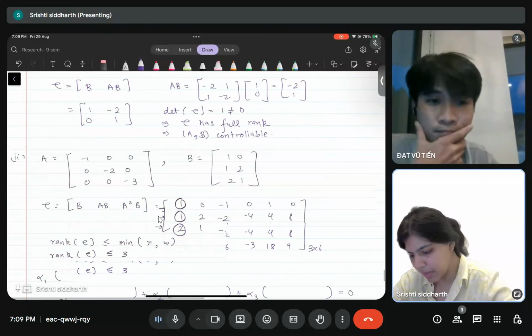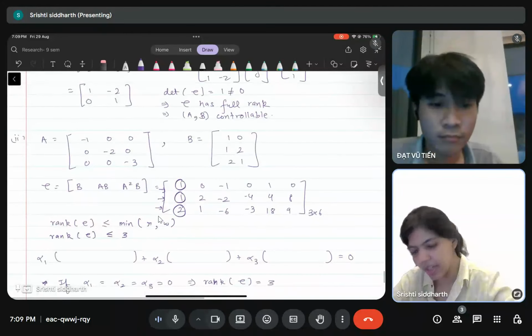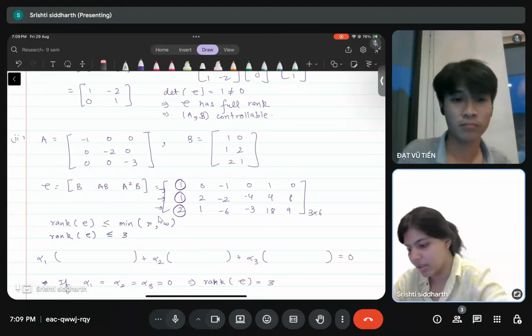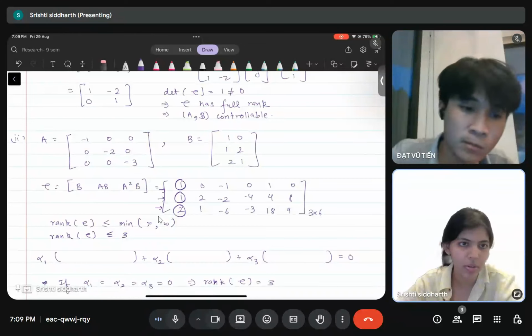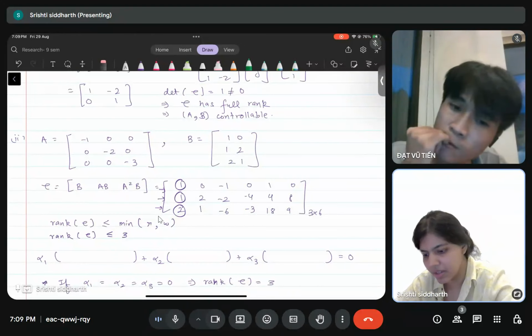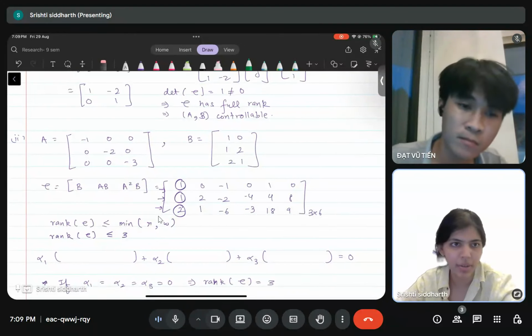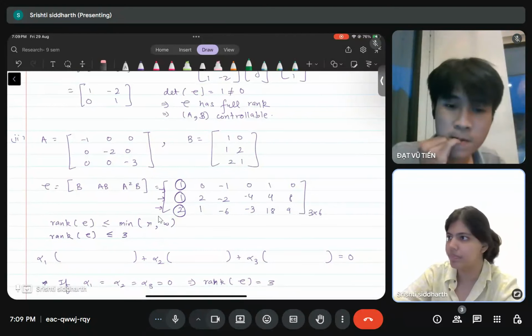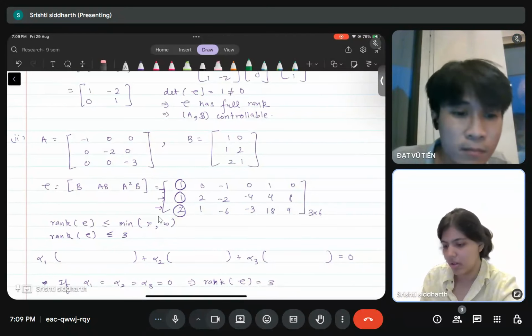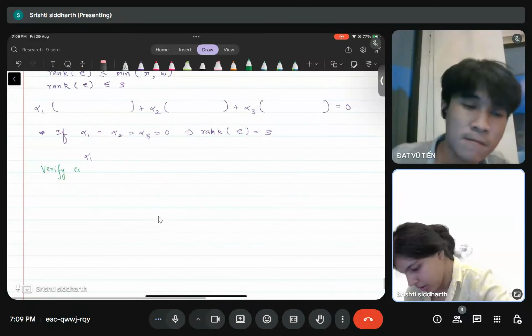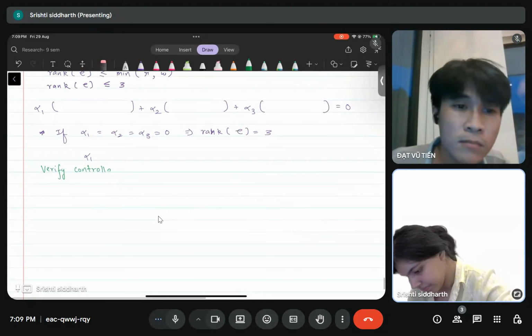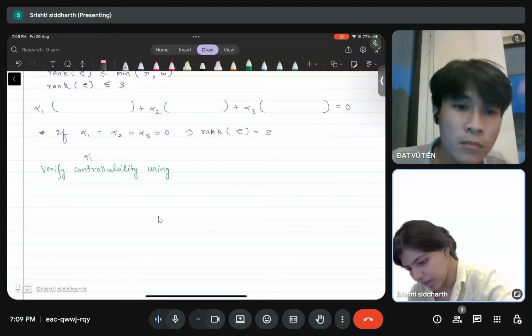You can also use the Gilbert's test because these are distinct eigenvalues. And if any of the rows corresponding to that eigenvalue is 0, that means it's not controllable. But in this case, it is, right? None of them are completely 0. So the pair is controllable. So you can verify controllability using either Kalman's test or Gilbert's test.